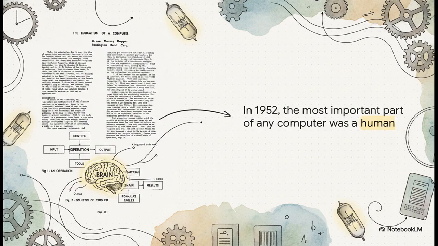To really get where we are now, you have to see where it all started. And in 1952, this was it. This is a diagram from Grace Hopper herself, showing how you'd solve a problem. And I want you to notice what's right smack in the middle of this thing. It's not a machine. The central processor, the part doing all the real heavy lifting, was the mathematician's brain.